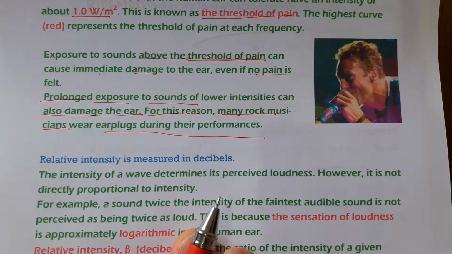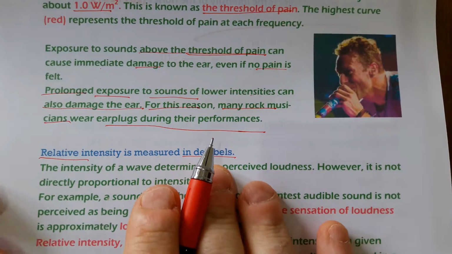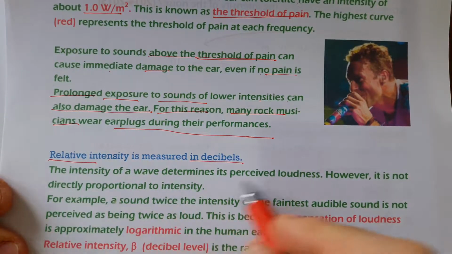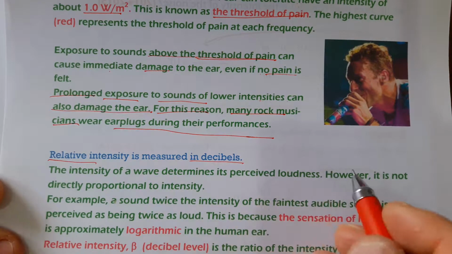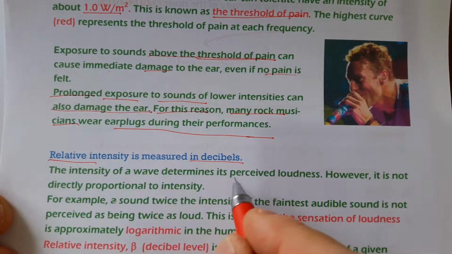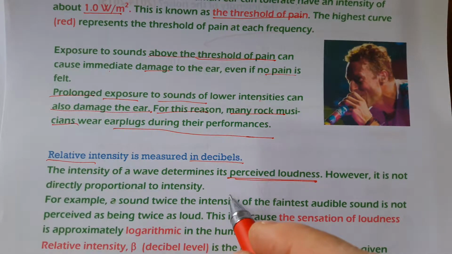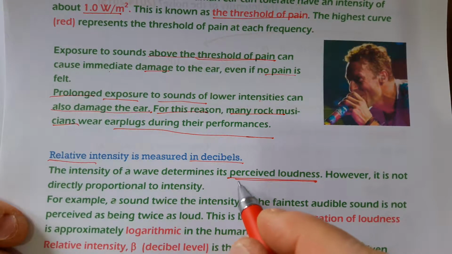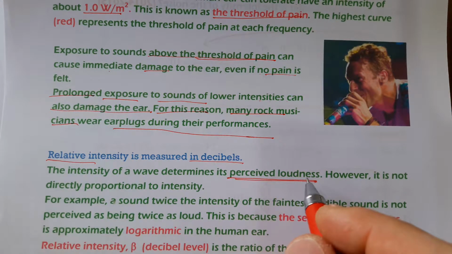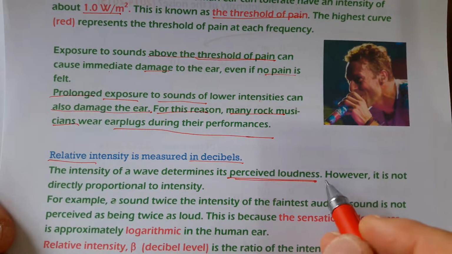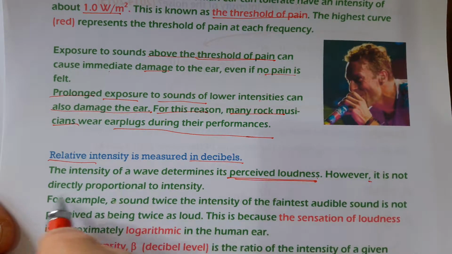Sound intensity is this, but now there is one more thing we should learn: the relative intensity or decibel level. When sound intensity doubles, the relative intensity does not double. What does relative intensity mean? We can say it is the perceived loudness. If the sound intensity doubles, our ear is not affected twice. The perceived loudness also increases, but not directly proportionally. The intensity of a wave determines the perceived loudness, but it is not directly proportional to intensity.